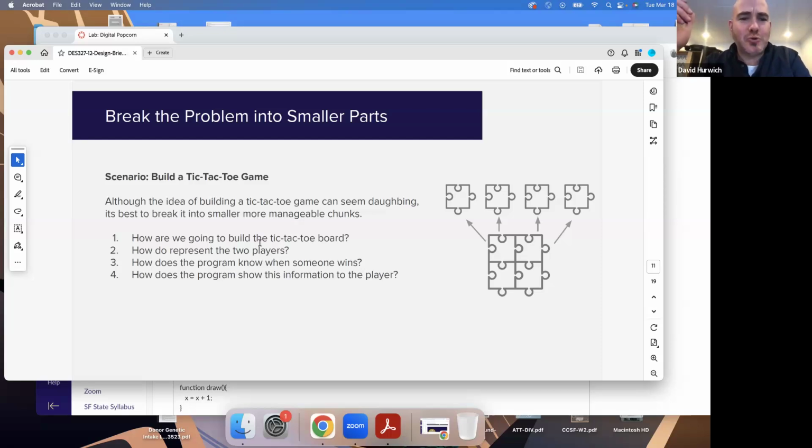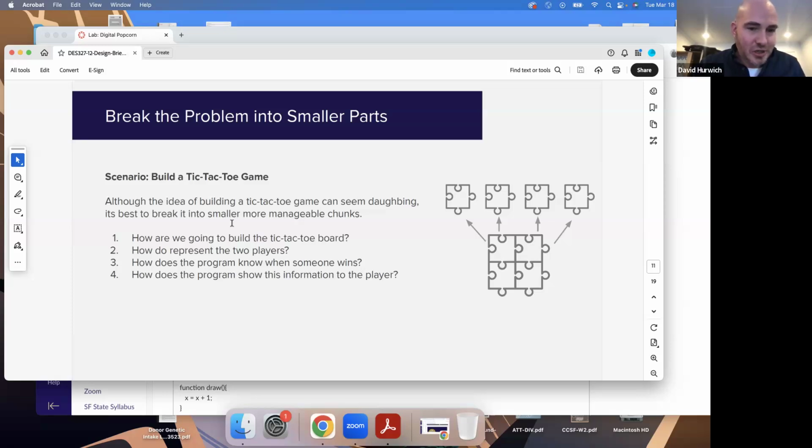How are you going to show the visual representation of me putting, if I've chosen the upper left-hand square, how are you going to show that visually? Are you going to show that? You don't have to technically, but it might help the user interaction to show that. Otherwise, it's kind of confusing, right? So all of these things are problems. They're smaller problems, the whole idea of a game, but you've got to break it down.